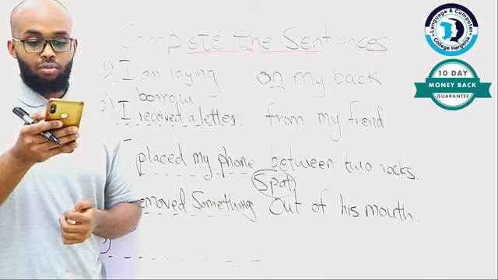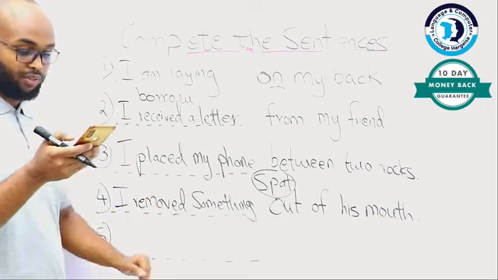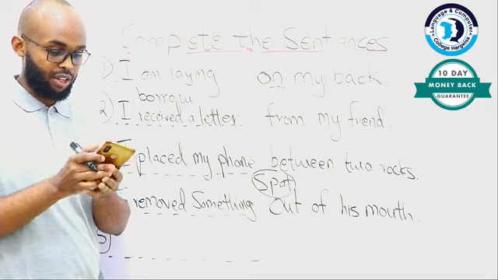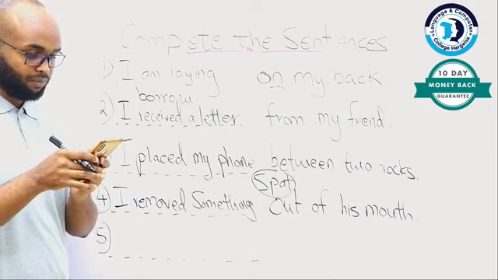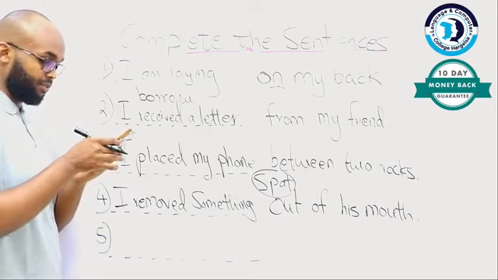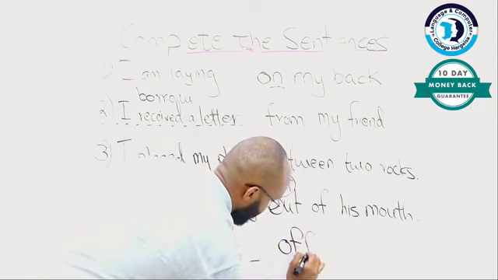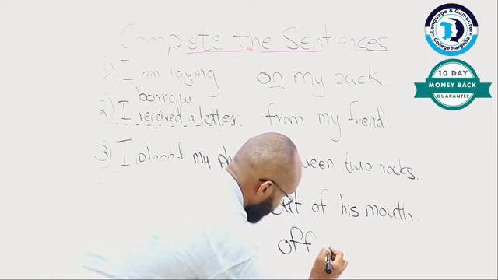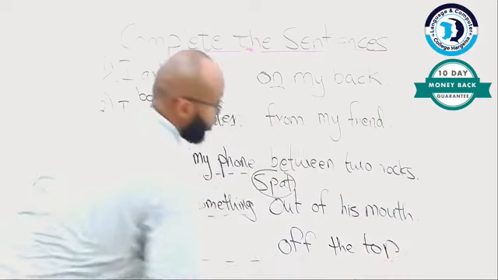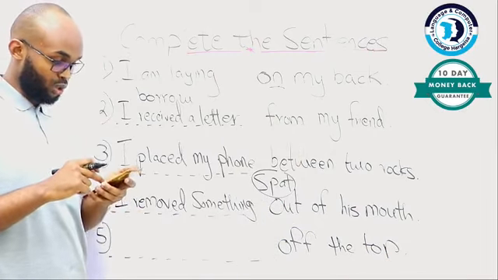Okay, so we can continue with number 5. Alright, we're going to continue with number 5. Dash of its skin. Dash off the top. So I want you to complete that sentence.